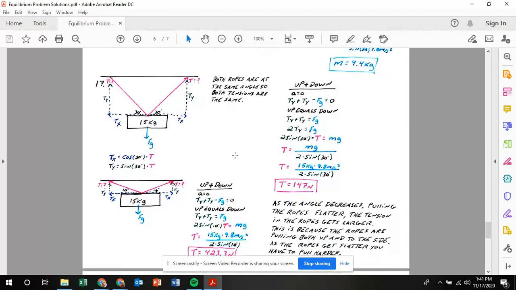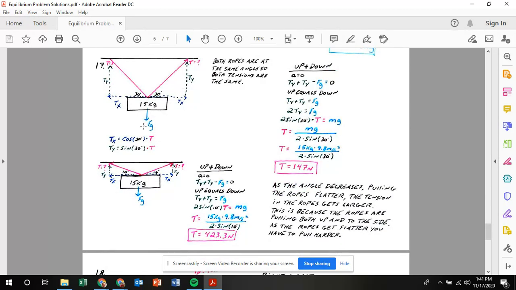Number 17 is a hanging sign problem. They are at the same angle, so we know that this tension here and this tension here are going to be identical. We know the mass is 15 kilograms. So if we look at our forces, force of gravity pulls down. We have this tension, we have that tension. And that means that each tension is going to pull to the side. So one is pulling to the left, the other is pulling to the right, and they both pull up. So we have Ty and Ty.